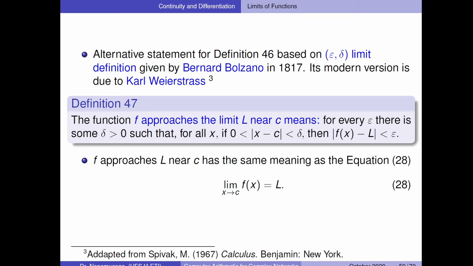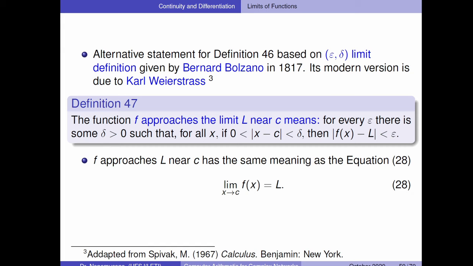It's called the epsilon-delta limit definition. It was given by Bernard Bolzano in 1817. Its modern version is due to Karl Weierstrass, written a couple of years later, perhaps some decades. And definition 47 is written like that.